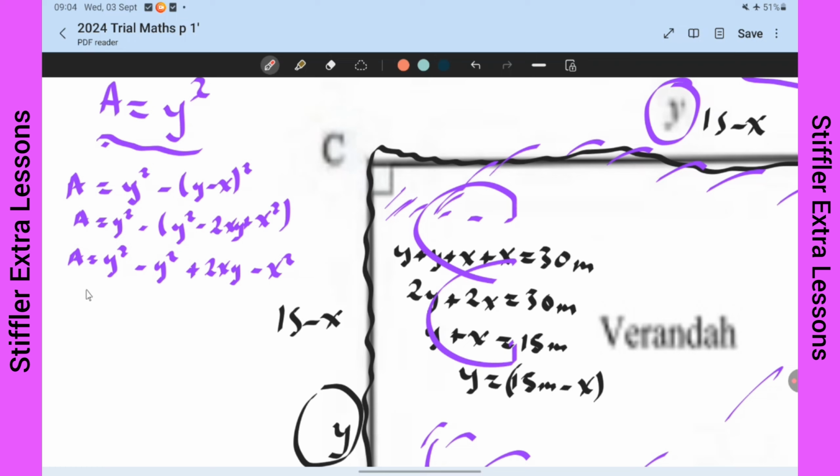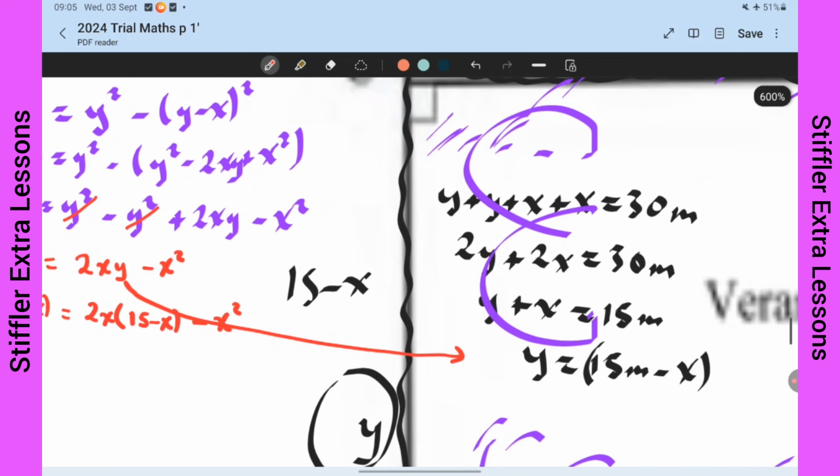Okay, so now our Y squared minus Y squared just cancels out. So our area now becomes 2XY minus X squared. But let's not forget that our Y is equivalent to that, so we can substitute that. So our area in terms of X now becomes 2X multiplied by (15 minus X), and then minus X squared, like that.